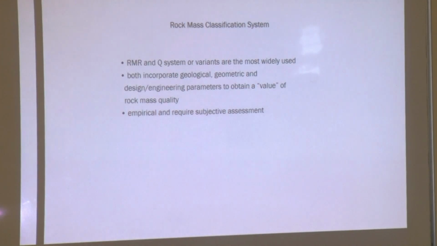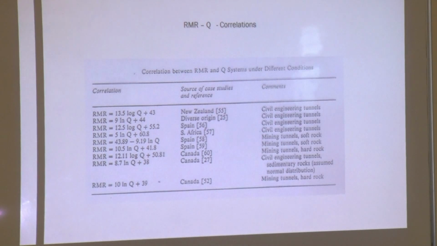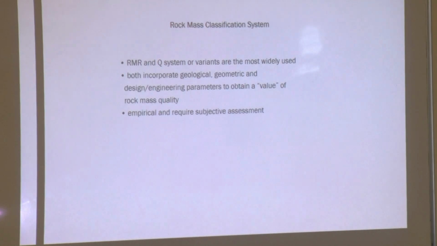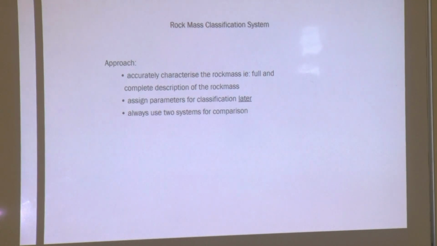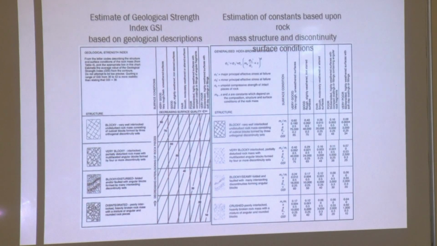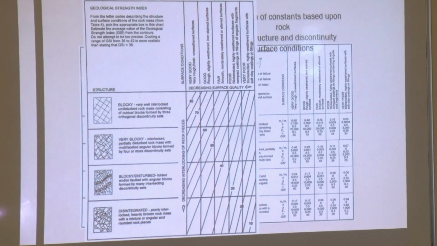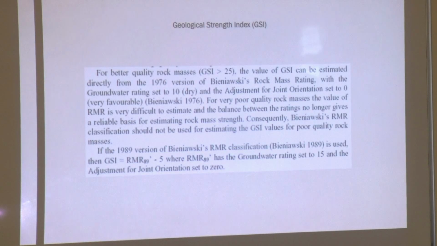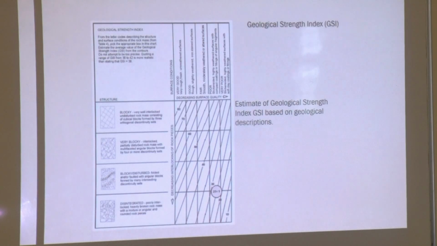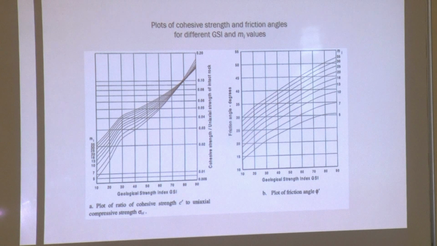I am skipping. They have also tried to correlate between RMR and Q system so that a uniform approach can come together, and it also works up to a certain limit, but not for all the cases. There are a few other approaches. I am skipping. This is another, the GSI approach. So they have also considered the geological strength index in the category of RMR, and they have come out with RMR 89, and it is also matching.